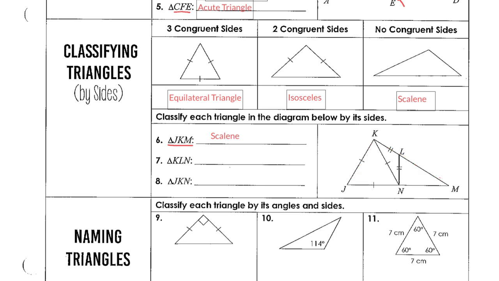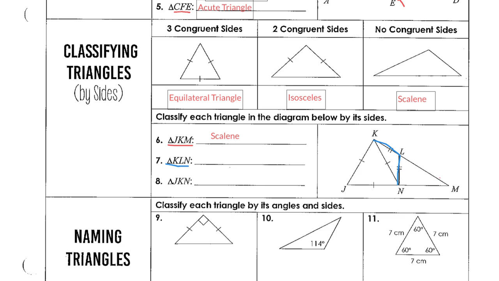Okay, next up we have triangle KLN, and we're going to try to find it. So here's K, point K is right there, we go to L and then to N. Now if we look at this, this is telling us that these two are exactly the same. So we know it's not scalene, because we have at least two that are the same.